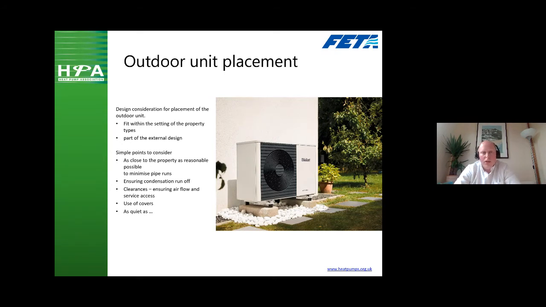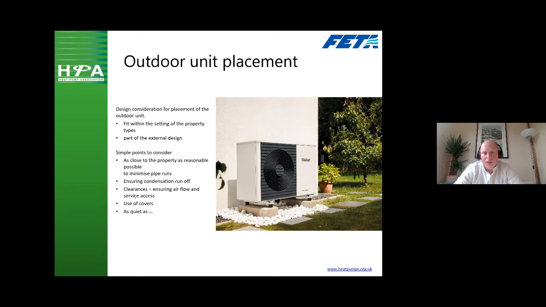So, outdoor unit placement on an air to water heat pump, design considerations. People are investing a lot of money when they buy one of their homes, so making sure that the outdoor unit fits within the setting of the property and becomes part of the external design, and isn't considered an afterthought. And some simple points to consider if you're looking at an outdoor unit is to make sure that it's placed as close as reasonably possible to the property to minimize external pipe runs and increase the installation speed.